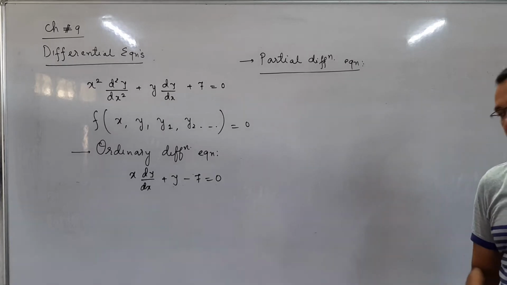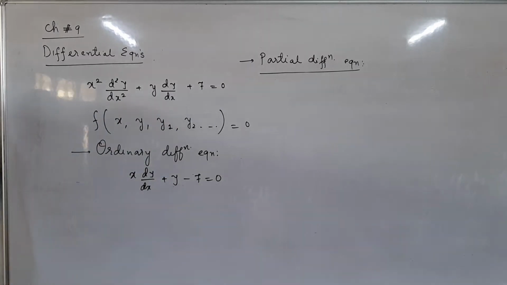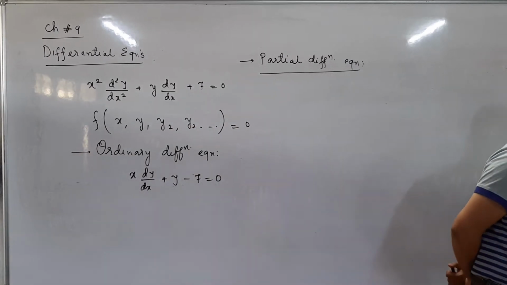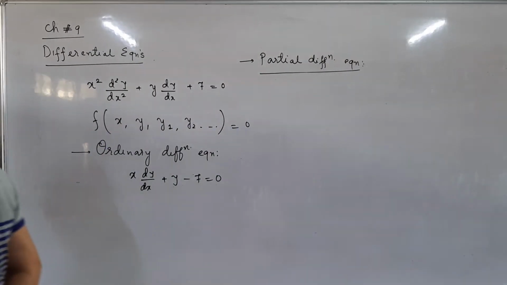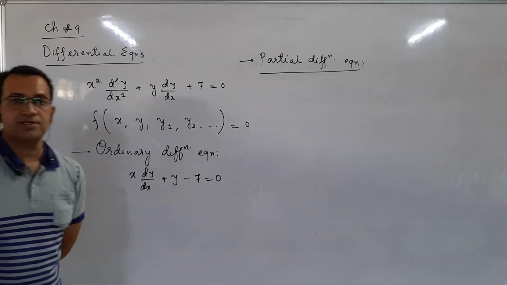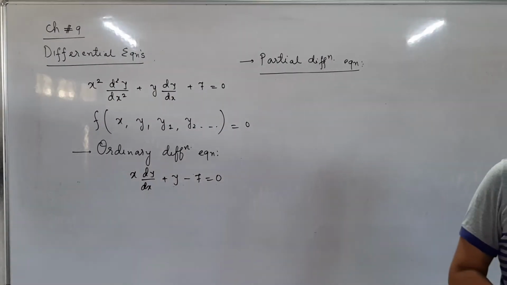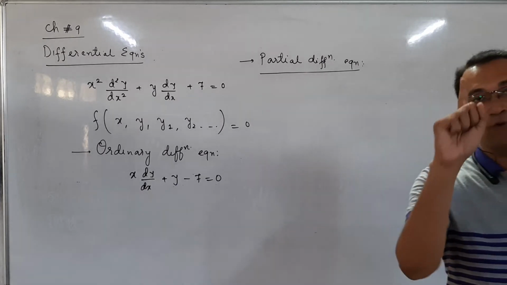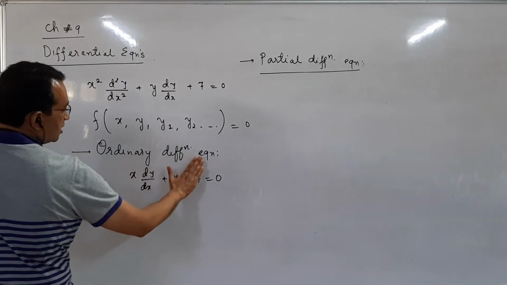So let us summarize, students, these three definitions. Once again, all of you please concentrate. First of all, what is a differential equation? An equation involving independent variable x, dependent variable y, and derivatives of y with respect to independent variable x is called a differential equation. Then what is an ordinary differential equation? A differential equation where derivatives of dependent variable y are considered with respect to only one independent variable x is called an ordinary differential equation.